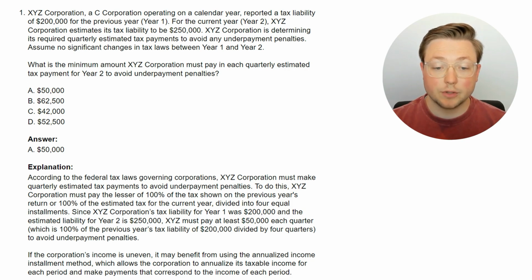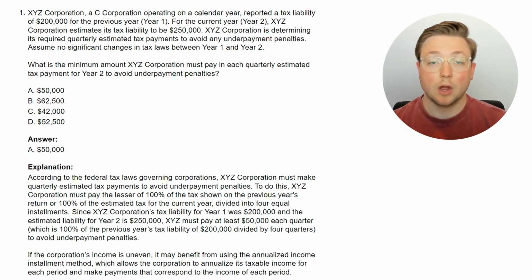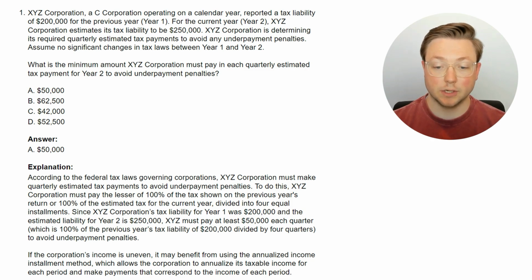Let's learn about that. According to the federal tax laws governing corporations, XYZ Corporation must make quarterly estimated tax payments to avoid underpayment penalties. To do this, XYZ Corporation must pay the lesser of 100% of the tax shown on the previous year's return, or 100% of the estimated tax for the current year, divided into 4 equal installments. Since XYZ Corporation's tax liability for year 1 was $200,000 and the estimated liability for year 2 is $250,000, XYZ must pay at least $50,000 each quarter, which is 100% of the previous year's tax liability of $200,000 divided by 4 quarters, to avoid underpayment penalties.